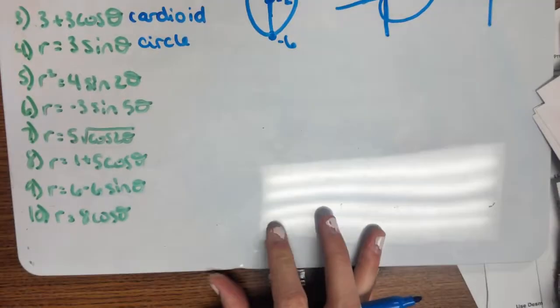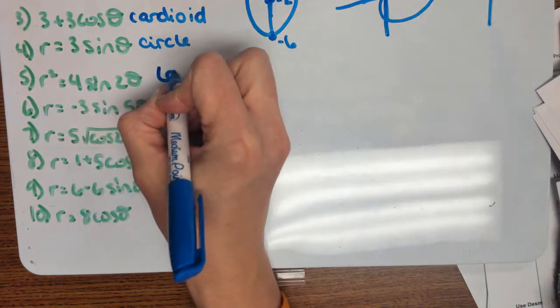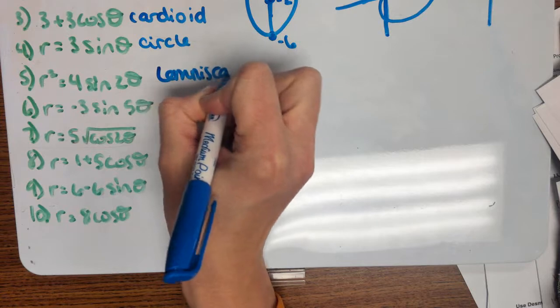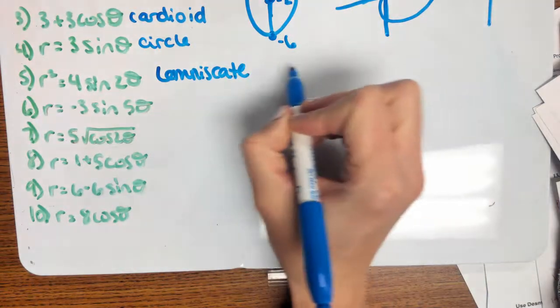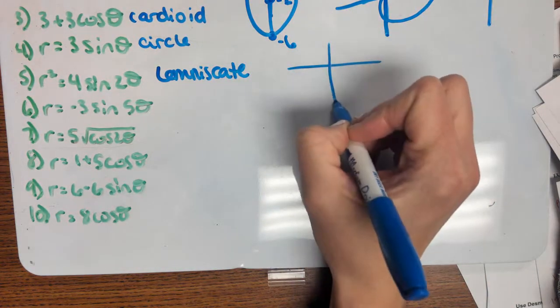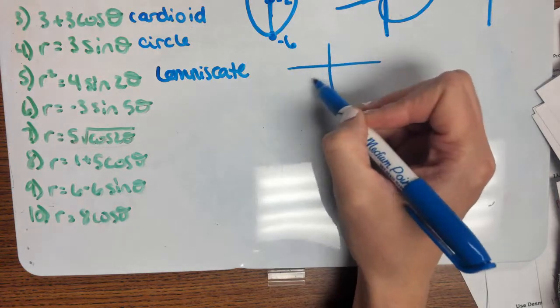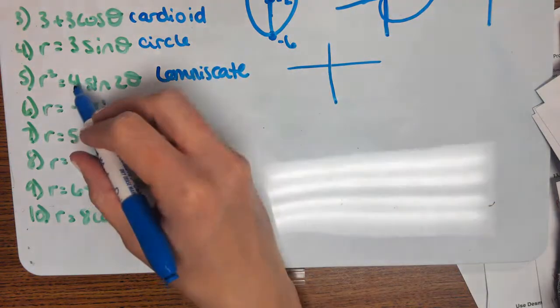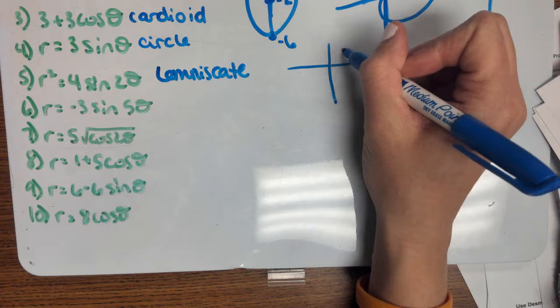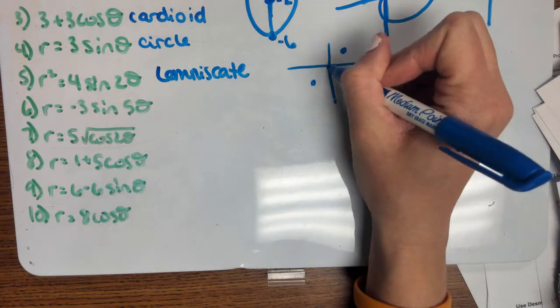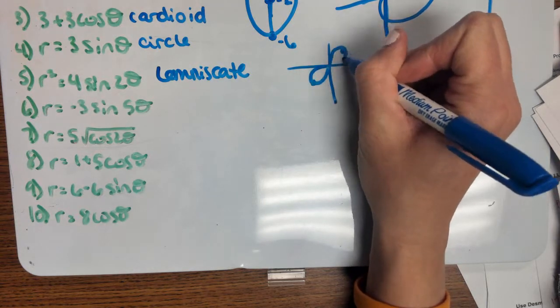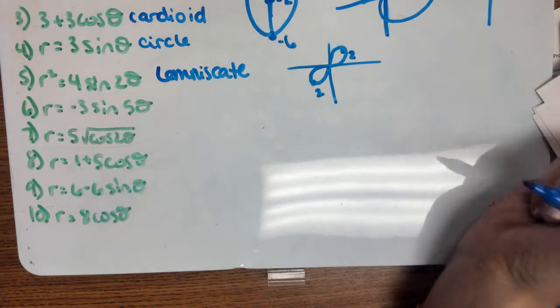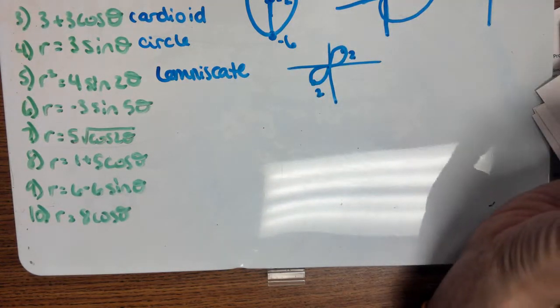Moving right along. Number 5 is r squared. Right away, I know that's a lemniscate. Then if you wanted to, you could sketch that out as well. It's sine, so oriented. Actually, it's going to be oriented diagonally. The square root of 4 tells me I'm going to go out 2, and you would have your polar graph, so you'd go out 2 rings, and you've got your infinity sign, or figure 8.